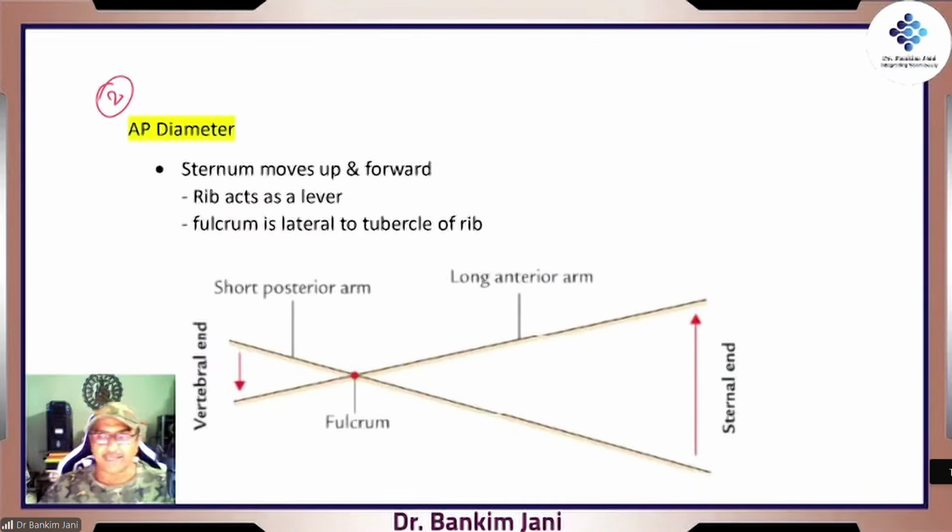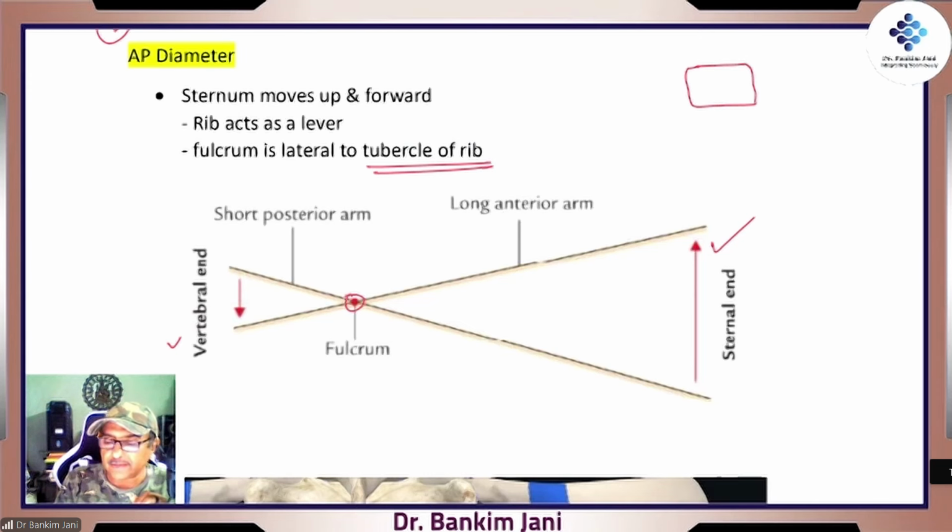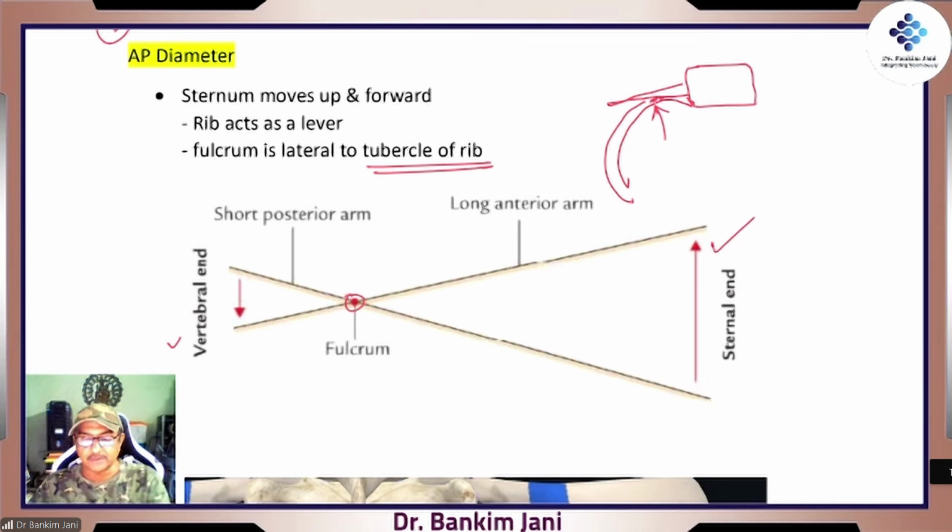So that is one, easy to understand. The second one is the AP diameter, the anteroposterior diameter. The sternum moves up and down. So this is the sternal end, and this is the vertebral end. And in between is the fulcrum. Fulcrum means this is the tubercle of the rib. The rib is connected at two points with the vertebra. Here is the body, and that's the transverse process. The rib would be like this. So it will be connected to the body and it will be connected over here, and then it goes forward. This point acts as a fulcrum. This is called the tubercle of the rib.